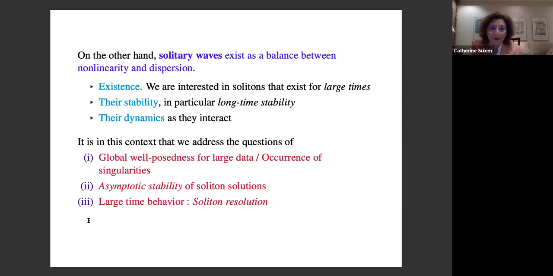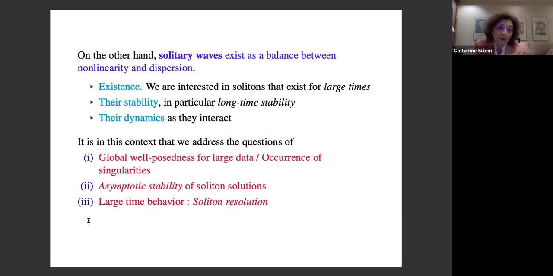So it is in this context that I will address the questions. Do solutions to the derivative NLS exist for all time, or may singularity occur? We will see that the NLS has soliton solutions. Are they stable in the sense of being stable for a very long time?